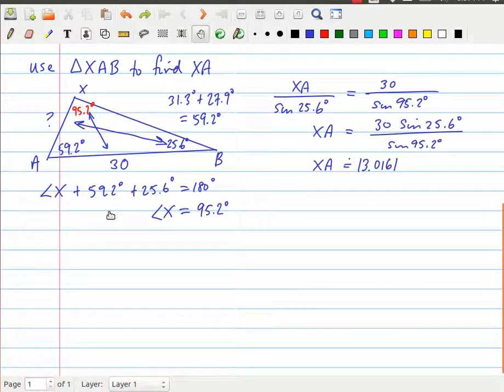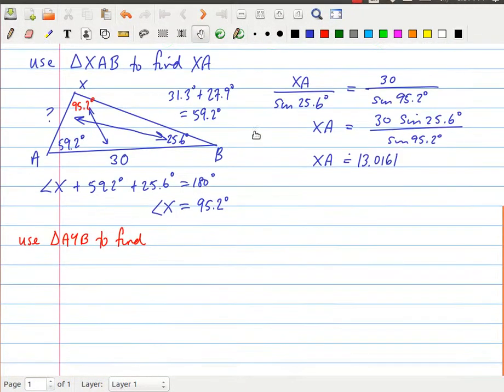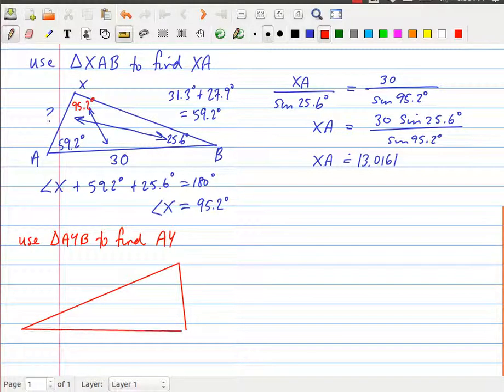And so we're going to use triangle AYB to find, and in this case I just want to double check, I'm going to use that to find AY. So let's go ahead and use the line tool and draw in. There is AY, and there is YB, and there is AB. So there's Y, there's A, there's B.